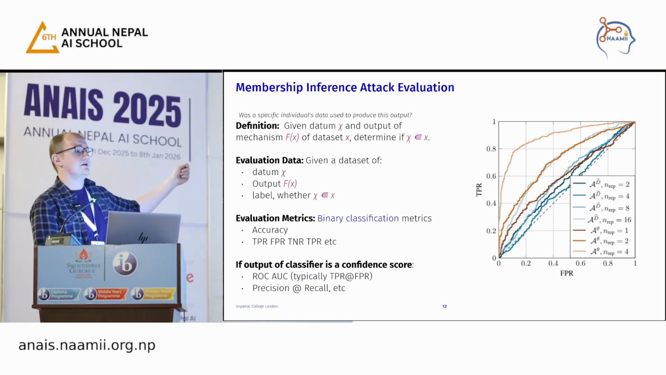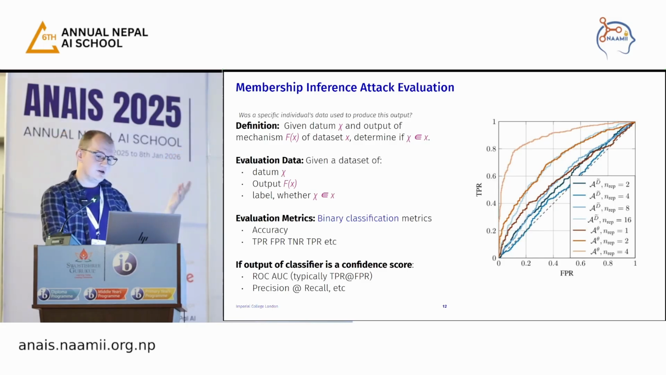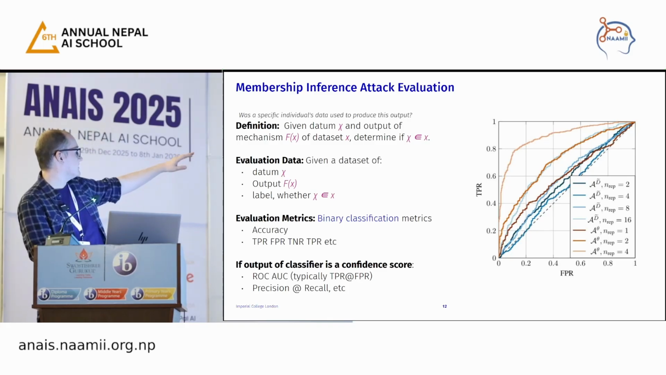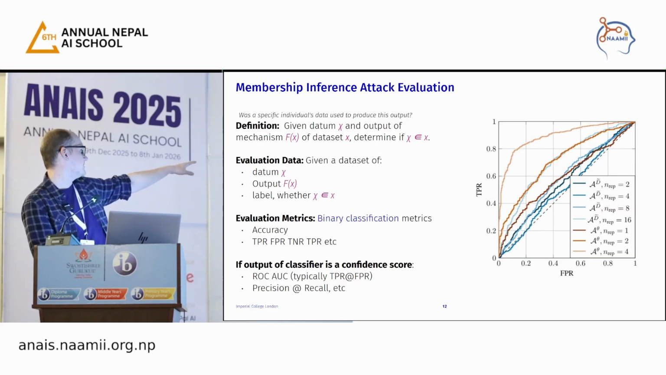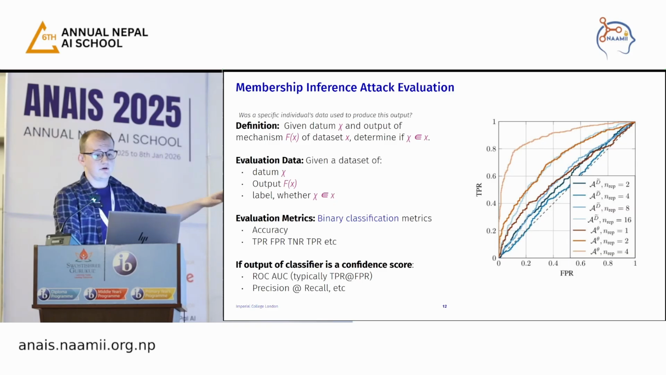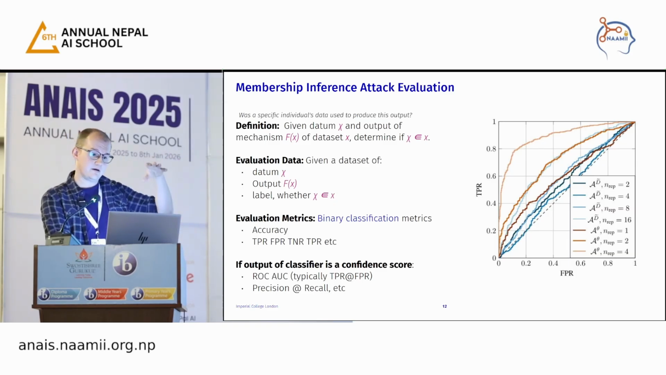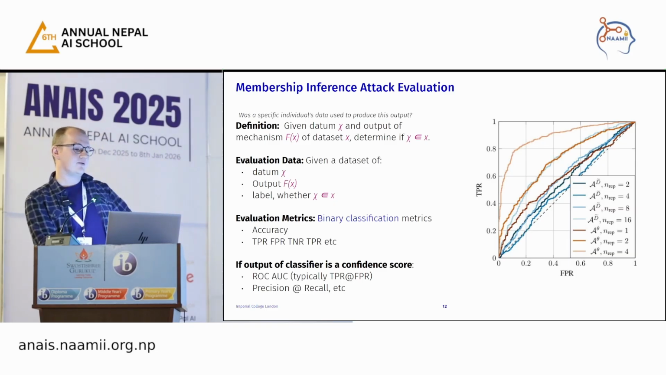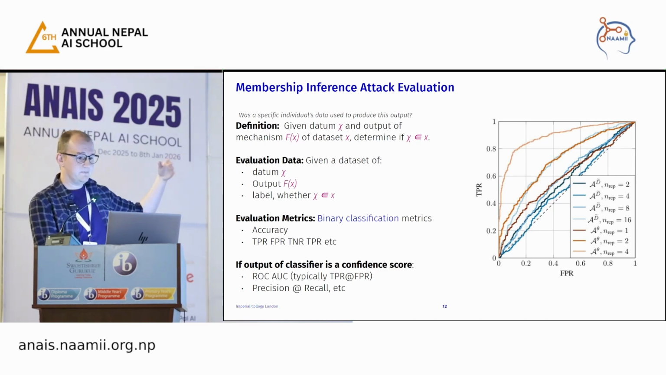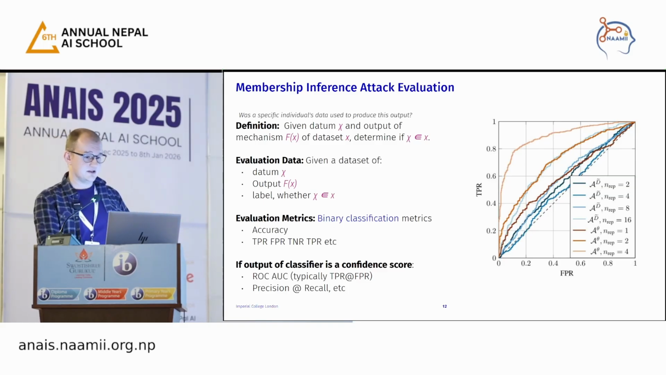Okay, so how do we evaluate the accuracy or the performance of such a membership inference attack? Again, the question is, was a specific individual's data used to produce this output under this definition? So we usually create an evaluation data set where the data format is like this. We have a datum here, right? So the data point, which we want to check whether it's member or not. The output of the mechanism that we want to infer from, whether the datum contributed to the output over the dataset X, which we want to check whether the datum was part of the dataset or not, right?